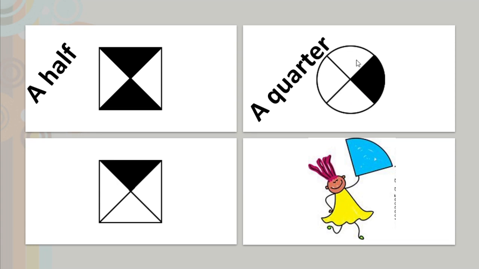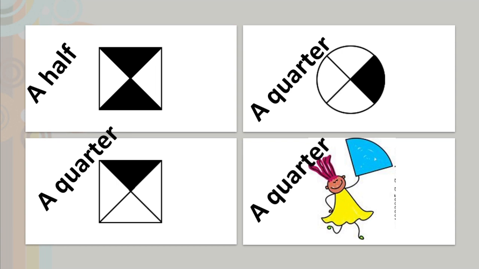Yes, a quarter. Out of 4, only 1 part is colored. Correct? Now in this picture also, out of 4 parts, only 1 part is colored. That is a quarter. Yes, this girl is holding only 1 part out of 4 parts, that is nothing but a quarter portion. Right?